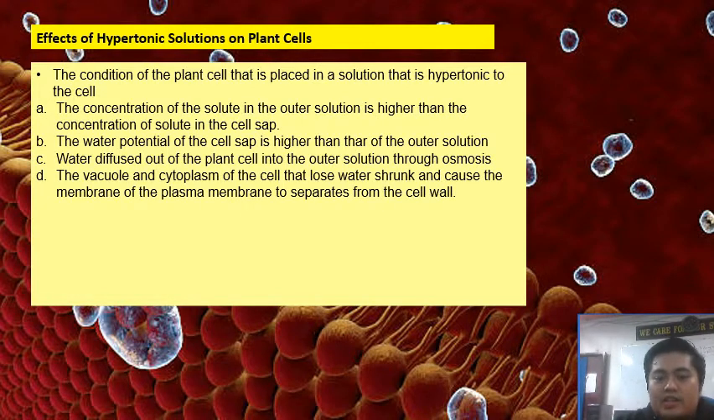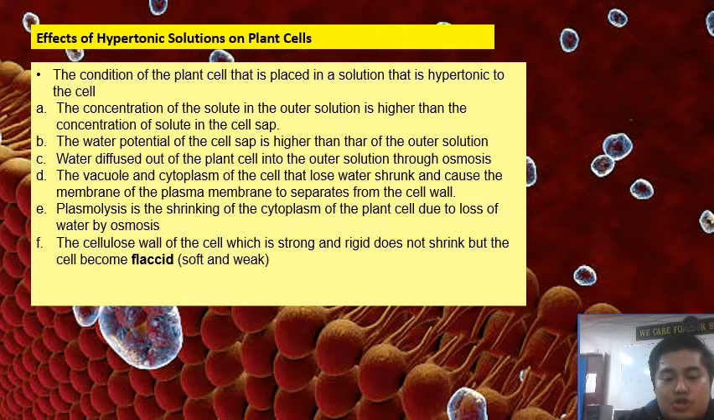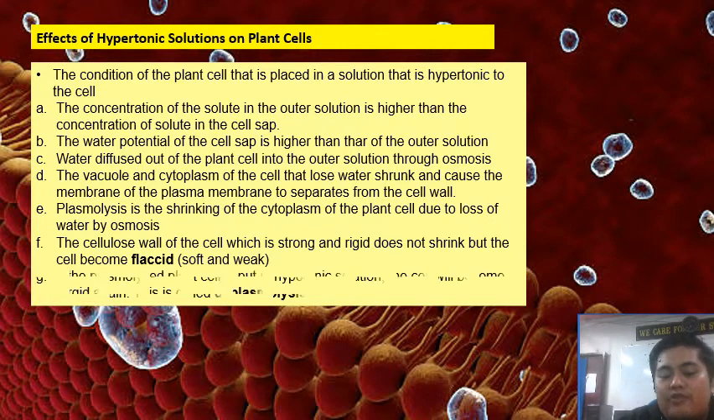So, the vacuole and the cytoplasm will lose their shape and it causes the membrane to be separated from the cell wall. Dia akan mula menjauhi dinding sel. So this is called plasmolysis, which is the shrinking of the cytoplasm of the cell due to loss of water by osmosis. So the cellulose wall of the cell, which is strong and rigid, dia tak akan shrink, but we call it flaccid ataupun soft and weak.